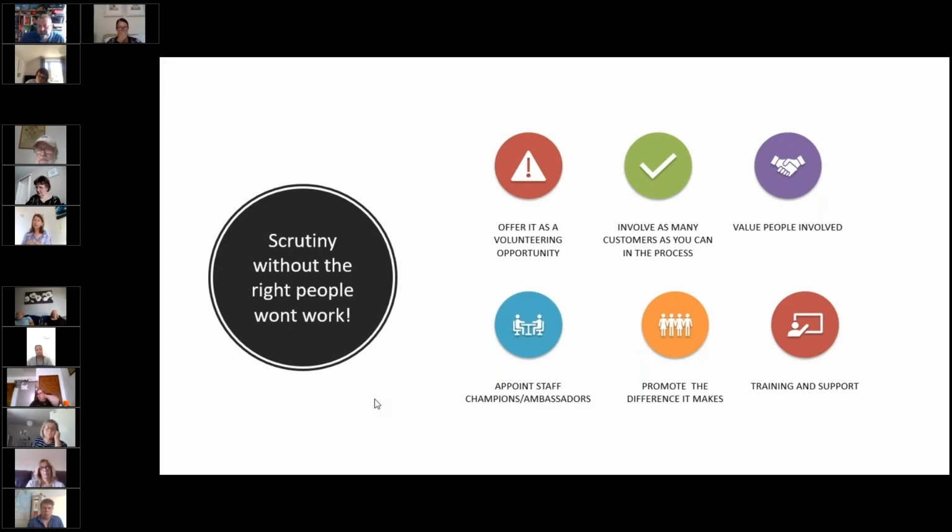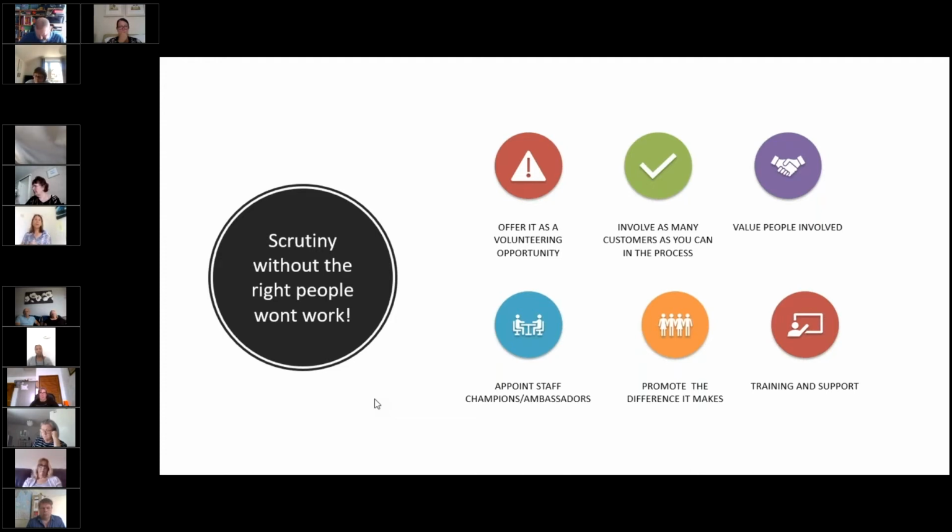I hope it is, because again, it's absolutely pointless taking people and asking them to get involved in scrutiny if you're not going to give them absolutely 100% the support and training that they need to do the job effectively. Okay, let's talk a little bit about volunteering opportunities.